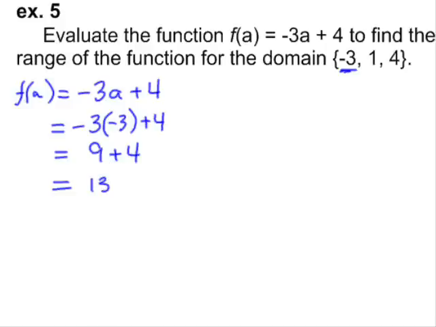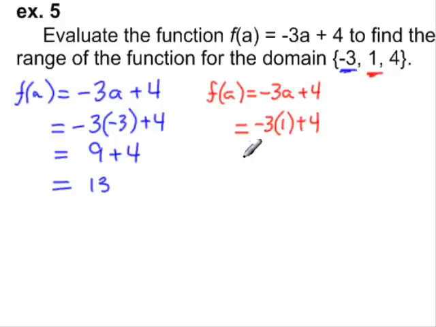We're going to do the same thing with 1. We have f of a and then our function rule. Okay, this time instead of plugging in an a, we're going to use positive 1. -3 times 1 is -3, and -3 plus 4 is positive 1. So when the input is 1, the output is also 1.